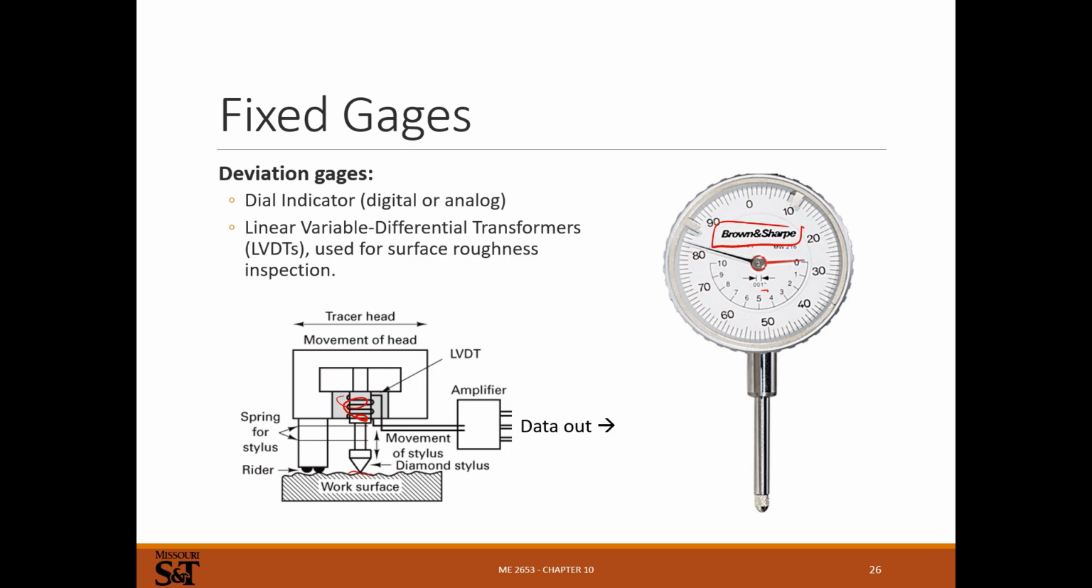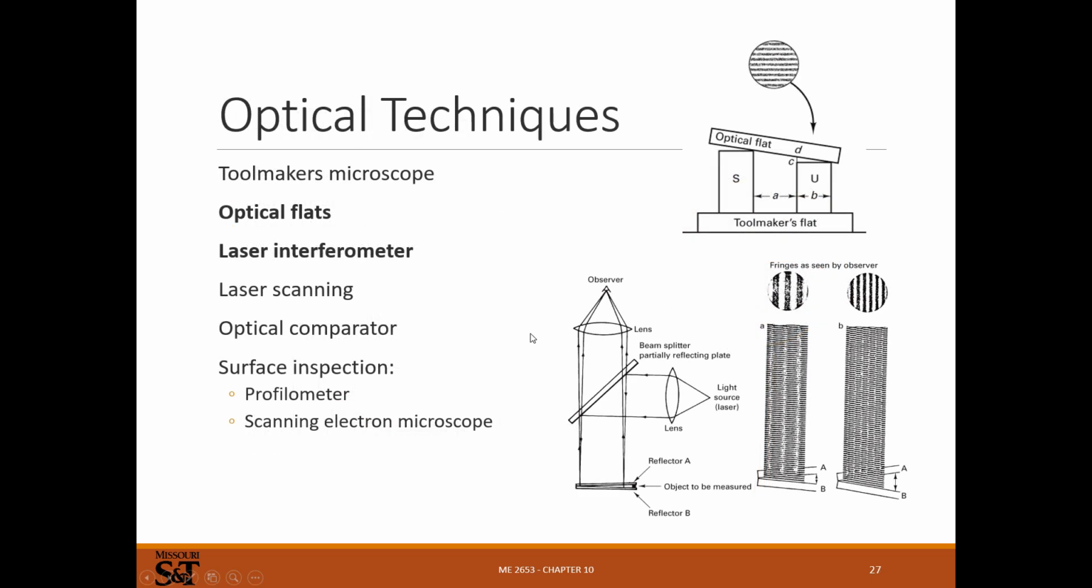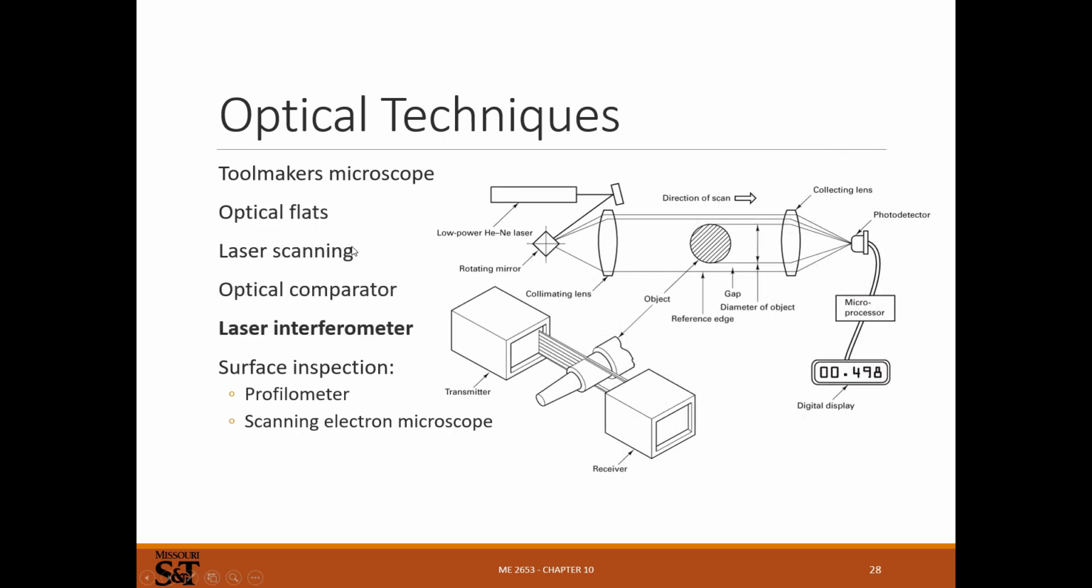This will be used for measuring like the variation in a surface. Optical techniques: there's laser interferometers, there's optical flat, which I've never used before, optical comparators, which you'll see at some places. There's all sorts of different optical methods of measuring. These are more specific to certain industries. I don't have a lot of experience to talk about in this.